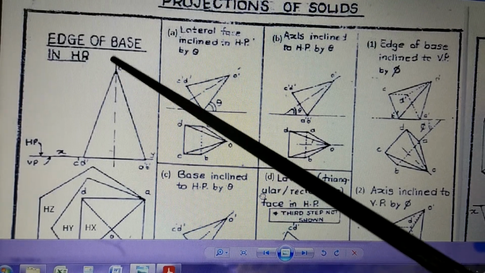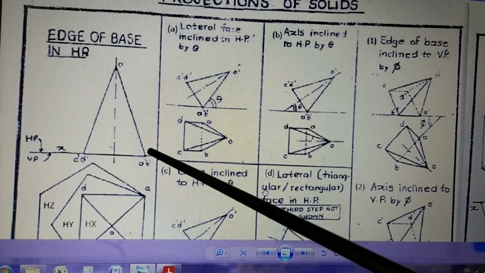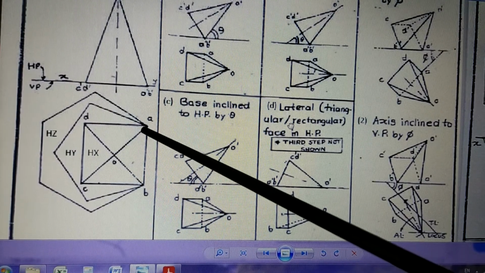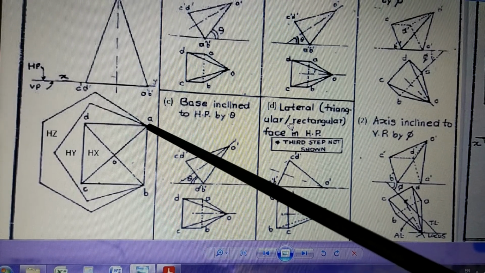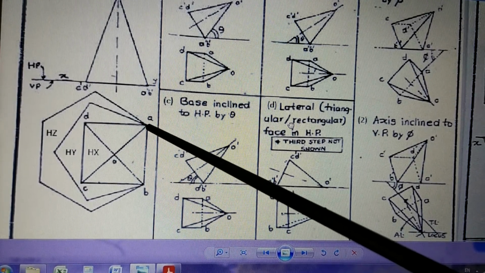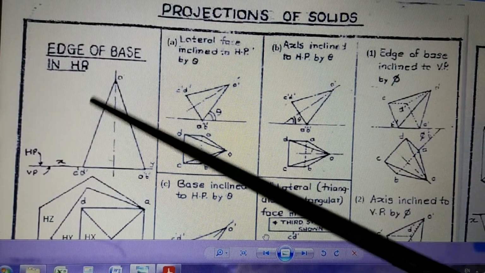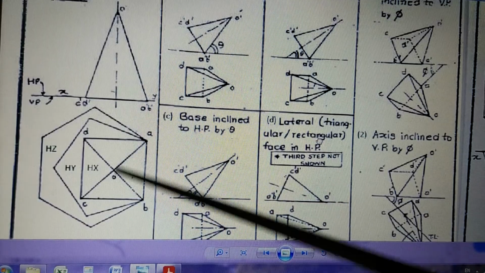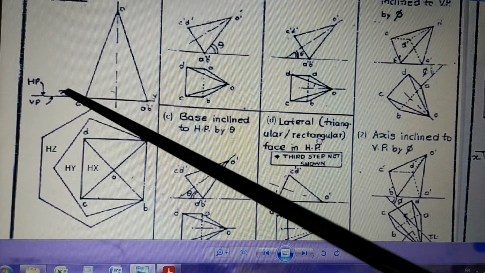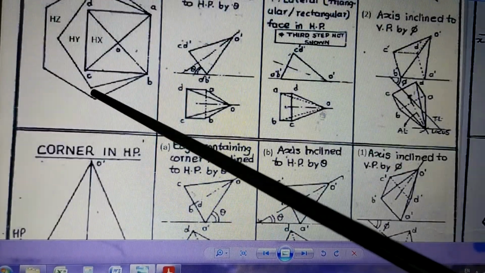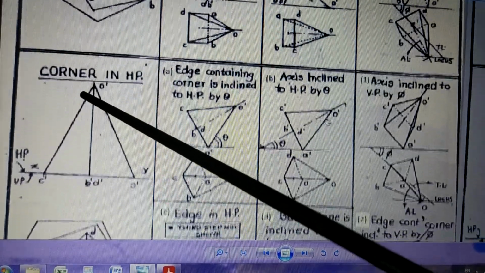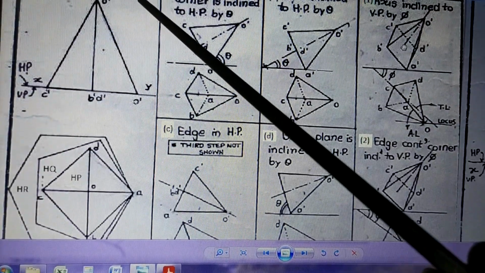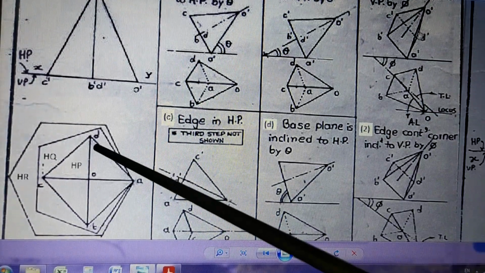Now see what are the different possibilities. It can rest in HP on its only corner, not edge. It can rest only on this corner. So only one corner is touching. Suppose the description says it is resting on its corner in HP. Then what do you do? Then this is not the starting position. Now the starting position is shown here. It is resting on corner in HP. So you see the difference.